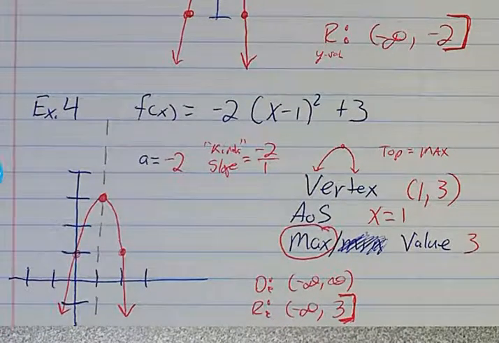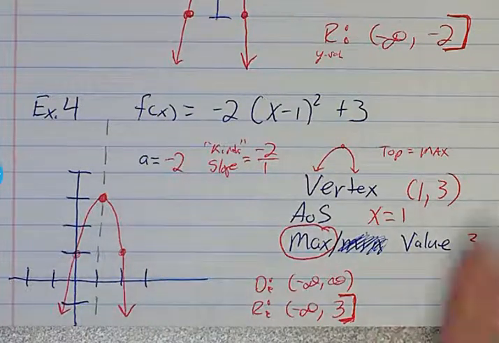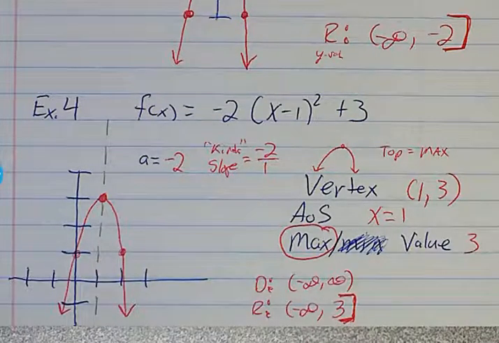And again, the vertex is the most important point because it tells you almost everything about the graph other than the a value, which gives you the basic direction of it. But the vertex tells you all the points that you need. The a value gets to the details to make sure the graph goes in the right direction.